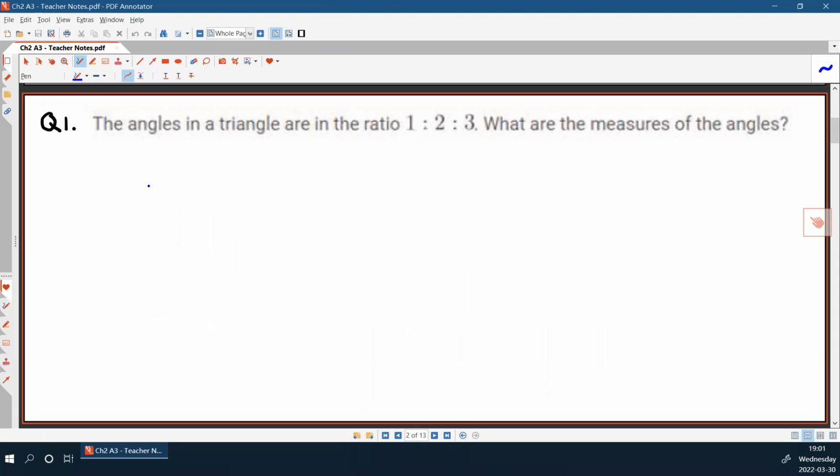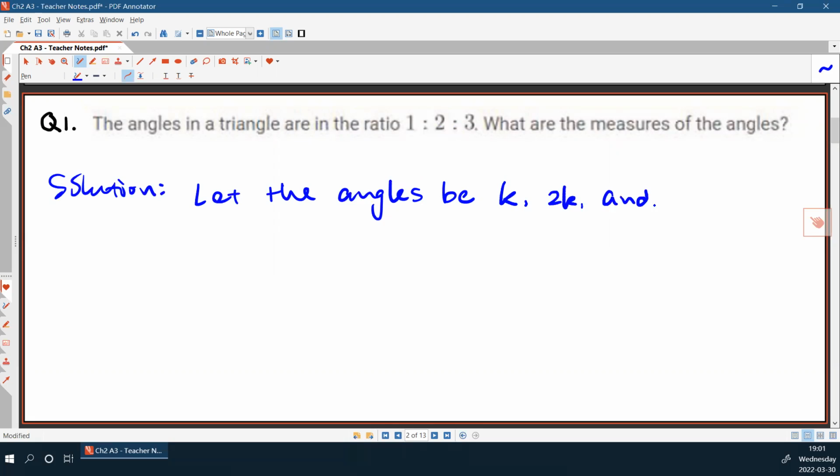So this question checks your knowledge about the sum of the interior angles, right? The sum of the interior angles of a triangle is always 180 degrees. So if the angles are in the ratio 1 to 2 to 3, we can let the angles be k, 2k, and 3k, right? Then the ratios are k to 2k to 3k. Then we can cancel the common factor k. Then the ratio is 1 to 2 to 3. Of course, k is a real number and k is not 0.